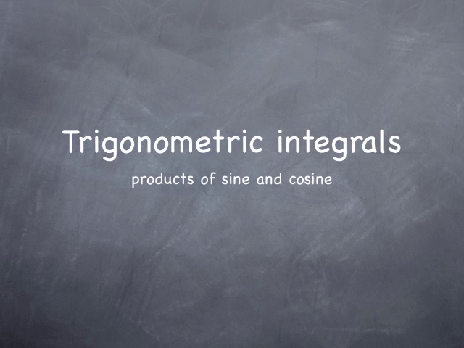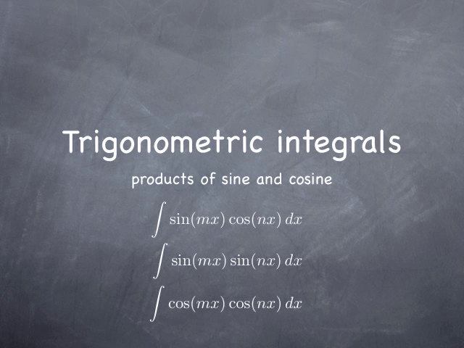Now we are going to look at how to integrate products of sine and cosine. More specifically, by that I mean sine and cosine of constant multiples of the variable, namely integrals of that sort, for instance a product of sine and cosine of constant multiples of the variable, or a product of two sines of constant multiples of the variable, or a product of two cosines of constant multiples of the variable.